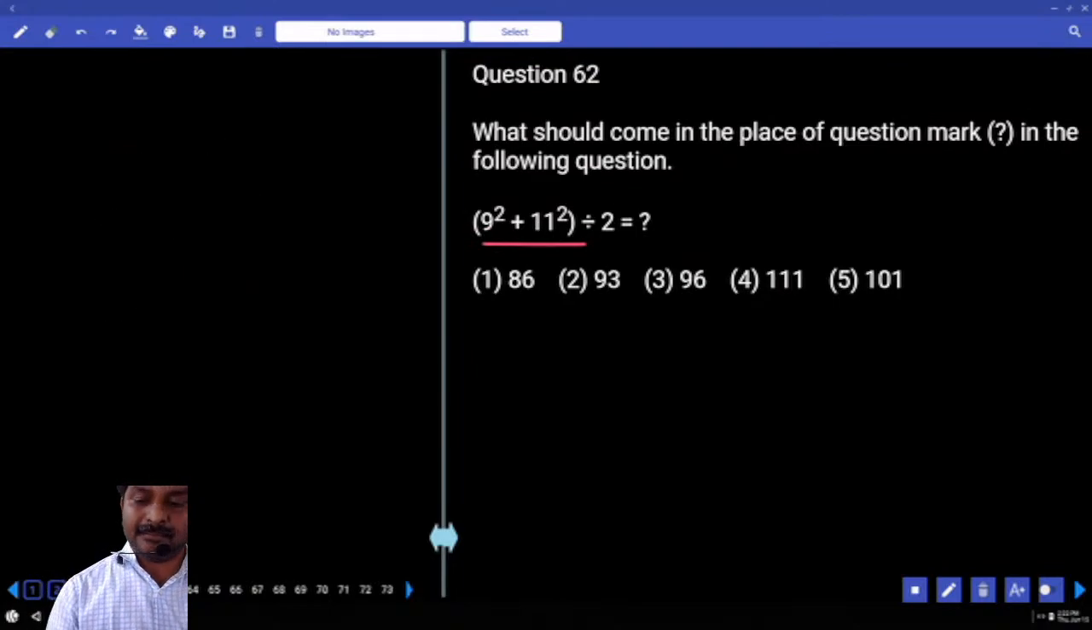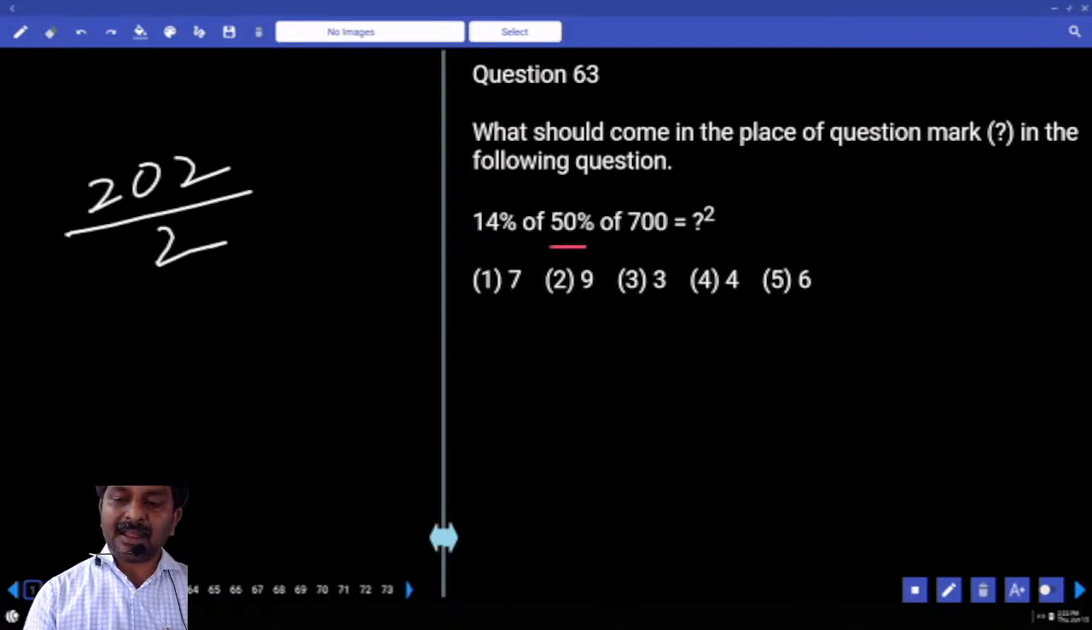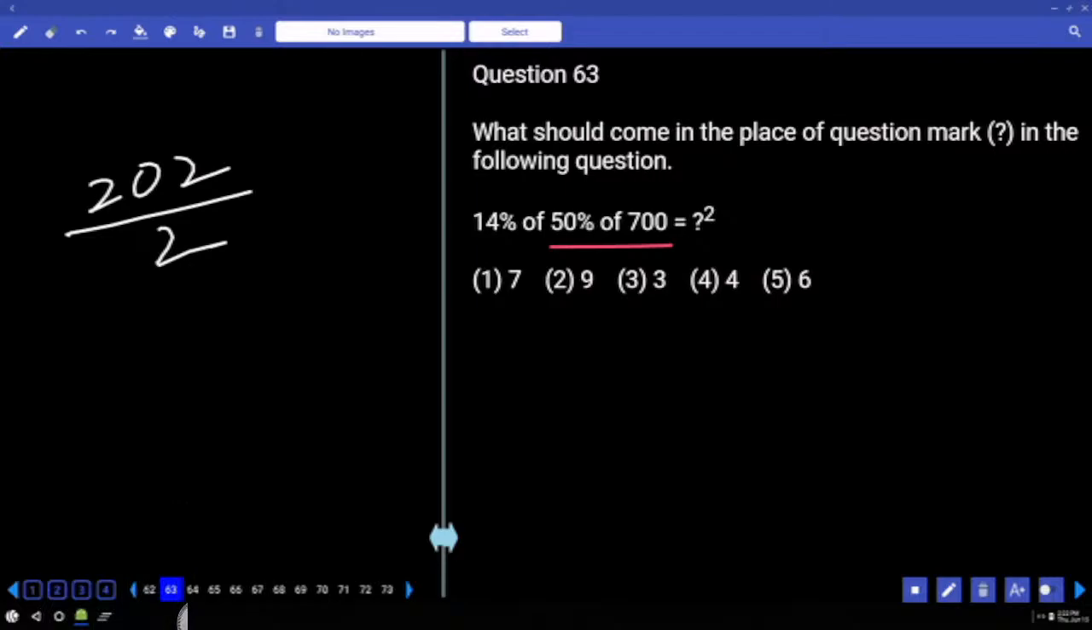Nine square plus 12 square, 121. Sum 202 by 2, 101. Next, backtracking. Otherwise, direct ga kalla kanapadta undi. X square is there in right hand side. That means a same number should repeat in left hand side. And I could see 7 there. 7 is in 700. 7 is there in 14 also. So X must be 7 multiple. How many are there? Only 1.